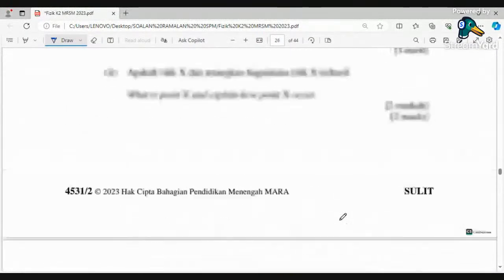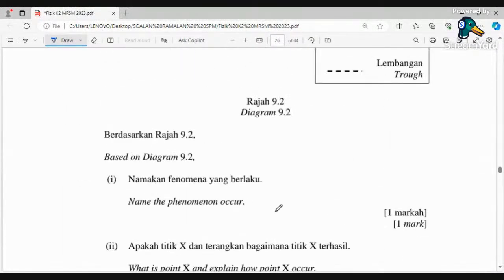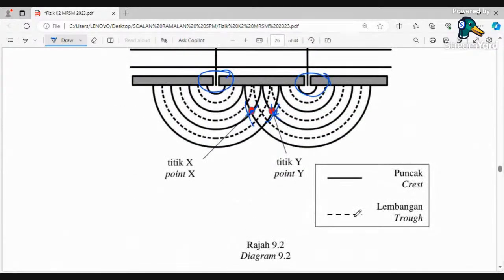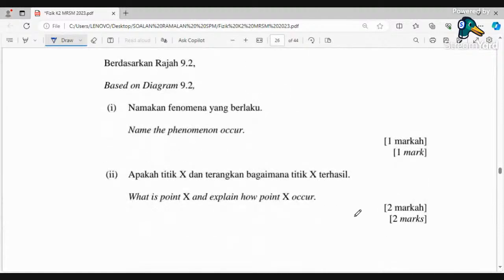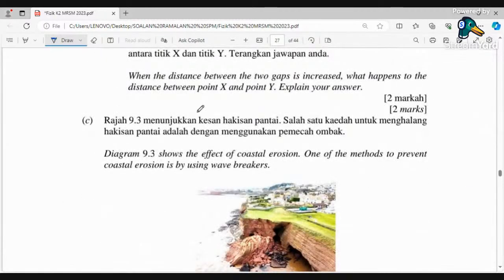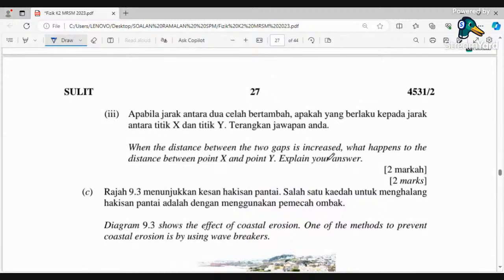Okay, jawab soalan ni ya. Saya terus jawab lah ya. Name phenomenon occur in the interference of water wave. What is point X and how point X is produced? Point X is constructive interference. So it produced by two waves which are in phase, meet atau overlap. Okay, itu jawapan.